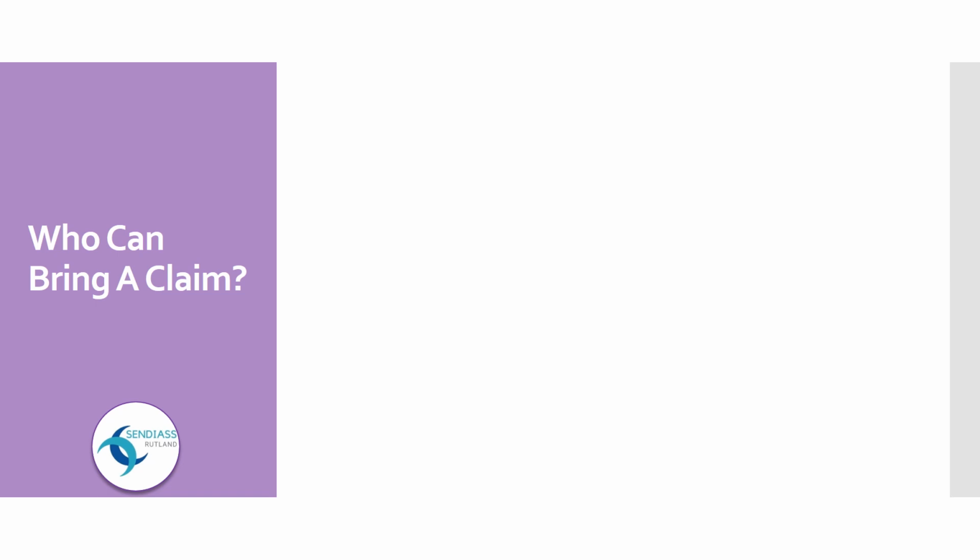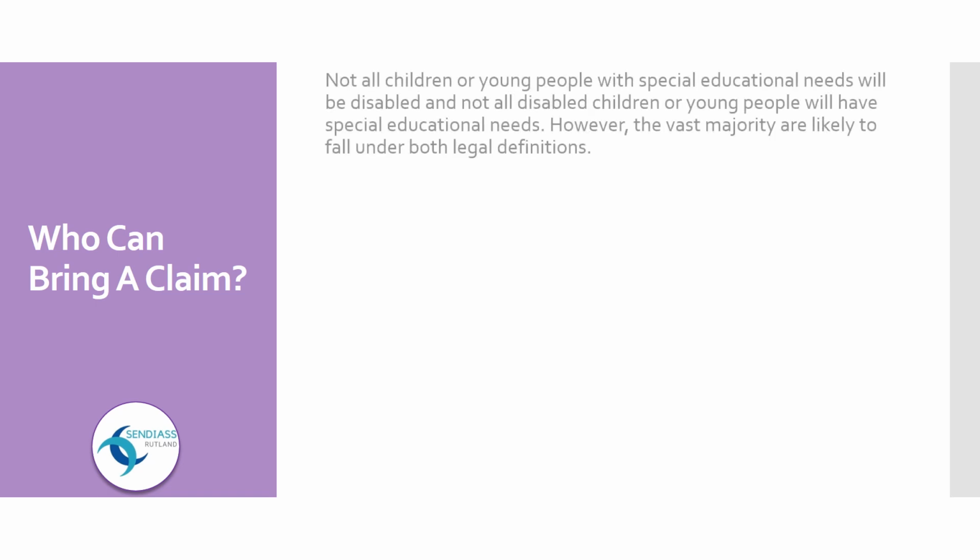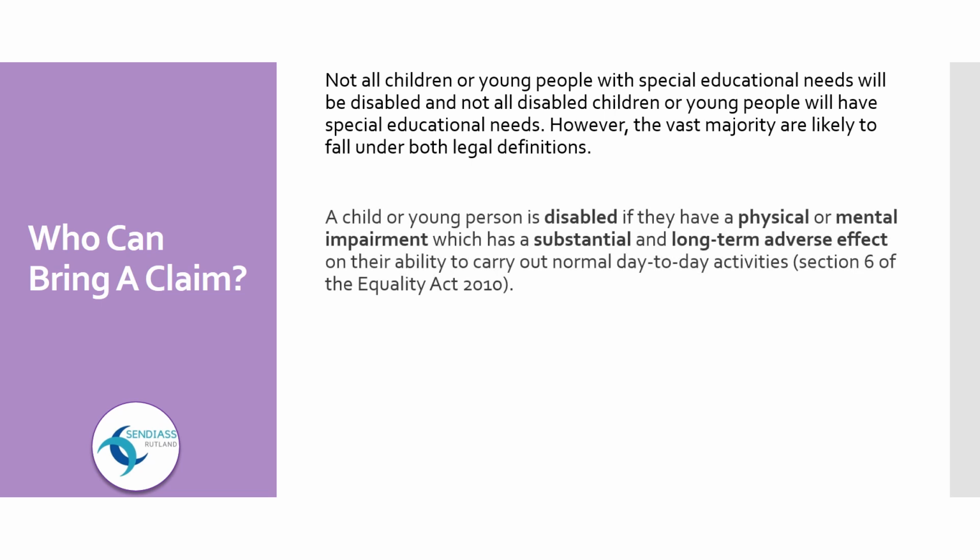Who can bring a claim? Not all children or young people with special educational needs will be disabled, and not all disabled children or young people will have special educational needs. However, the vast majority are likely to fall under both legal definitions. A child or young person is disabled if they have a physical or mental impairment which has a substantial and long-term adverse effect on their ability to carry out normal day-to-day activities. See Section 6 of the Equality Act 2010.